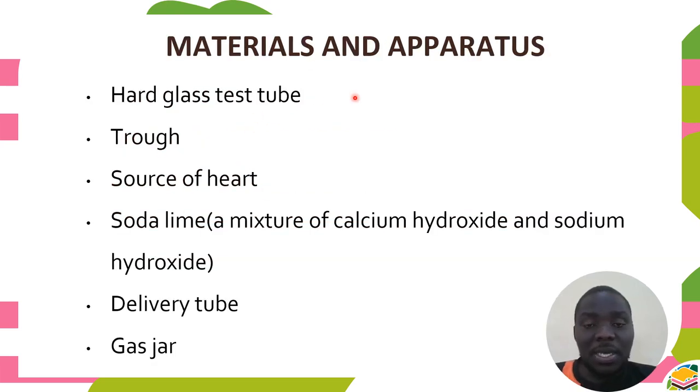The materials and apparatus that we need are a hard glass test tube, a trough, a source of heat, and soda lime. What is soda lime all about? It's a mixture of calcium hydroxide and sodium hydroxide. We call it soda lime. Then we need a delivery tube and a gas jar as well.